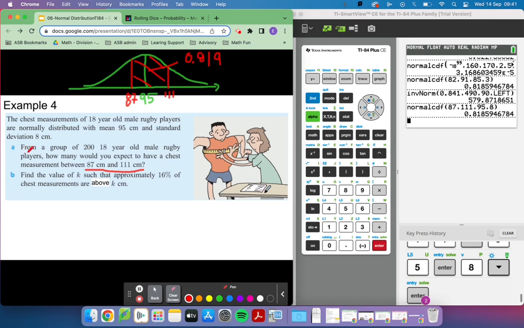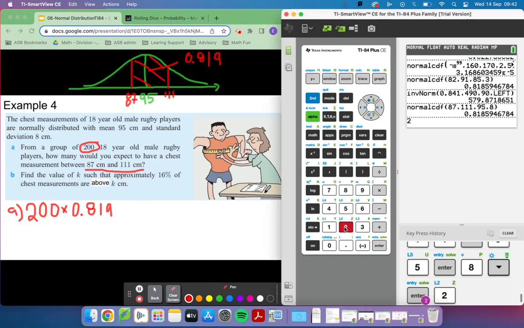But the question asks from a group of 200 men. So we have 200 of these. Well, the probability of one of them being between 87 and 101 is going to be 0.819. So if we have 200 of them, then how many do we expect? Here we're going to multiply our total number by our probability in order to get our expected amount of males who are going to be in this weight group. So we're going to have our 200 multiplied by our probability.